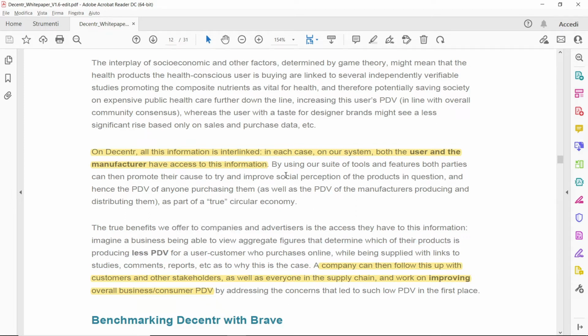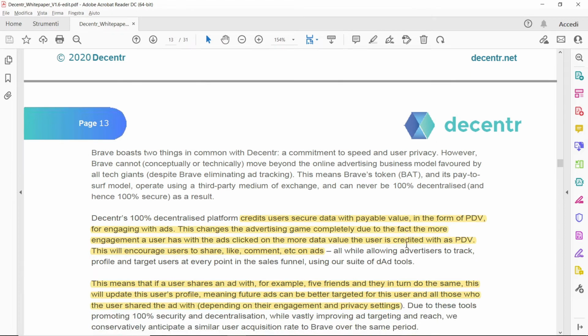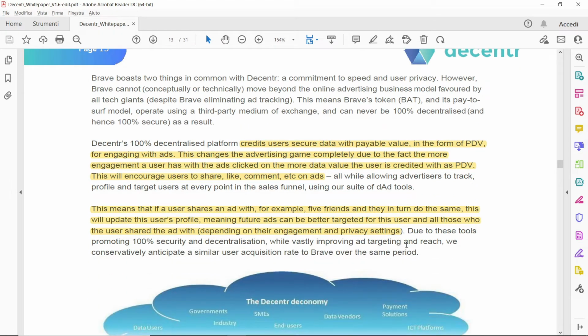So overall, Decentr doesn't want to be just a web browser or even just a bridge between the Web 3.0 and other browsers, but it really wants to be a marketplace where people can use and exchange their data in order to improve the society overall, which is really great. This is a very high goal to achieve.